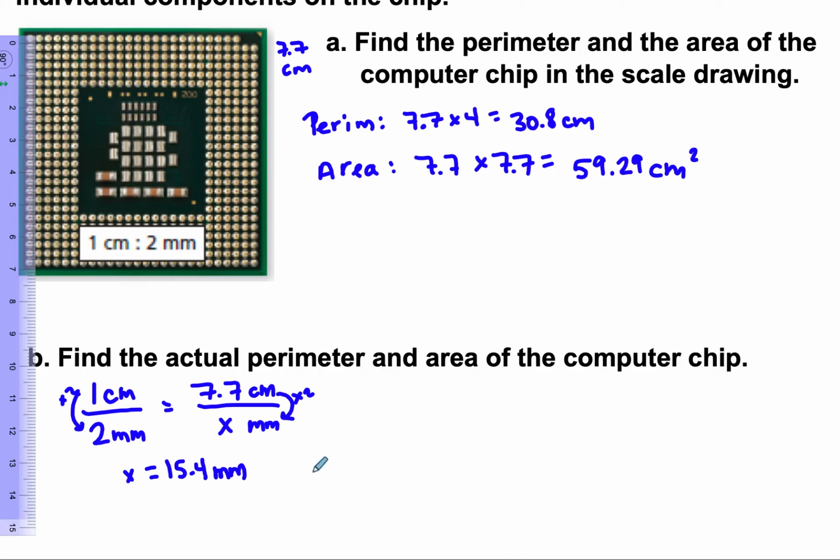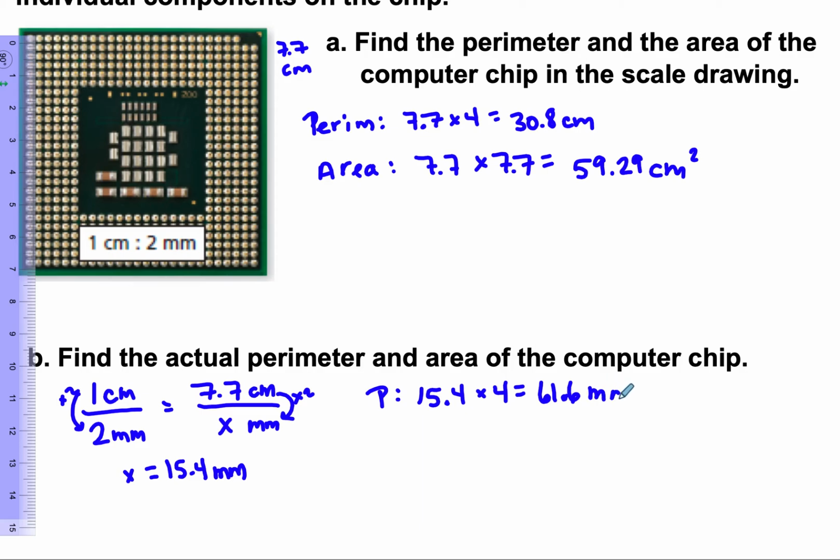Okay, so now I'm going to go ahead and do the same thing I did above, but instead of using the number 7 and 7/10, I'm going to use the number 15 4/10. So I'm still doing these same exact things for perimeter and area. It's just I have a new number to do it with, and I had to get my number from using my proportion. All right, so 15.4 times 4, because it's a square, we're adding all of those sides together. That's going to give me 61.6. And then let's see, that's millimeters.